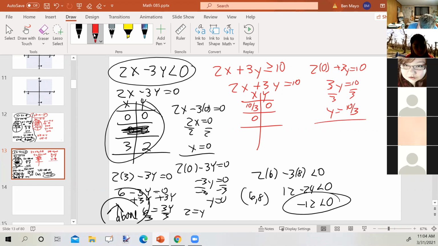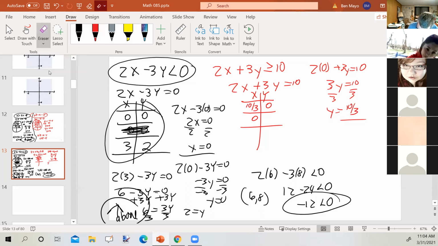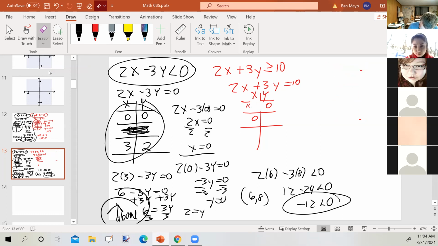If x is 0, I get, oh, wait a second. Oh, you know what I did? I messed up here, didn't I? I put 0 in for x instead of y. Okay, hang on. Don't panic. I shall fix this. Let's go back here. All right. I must have looked at the wrong one.